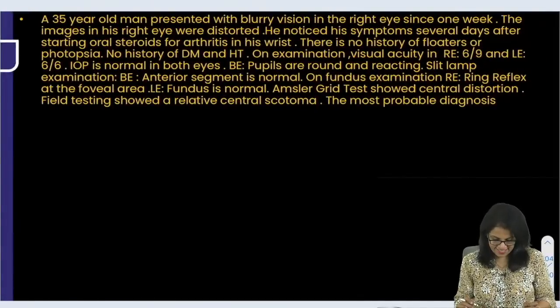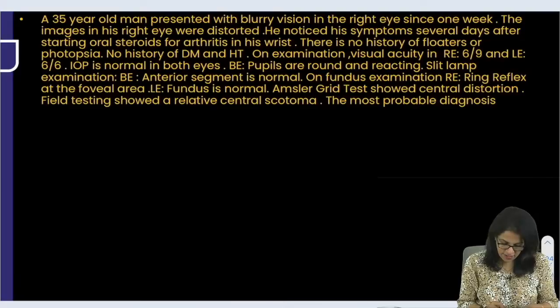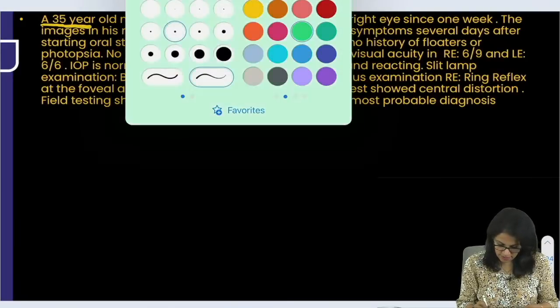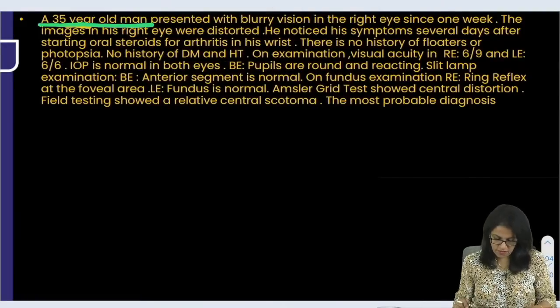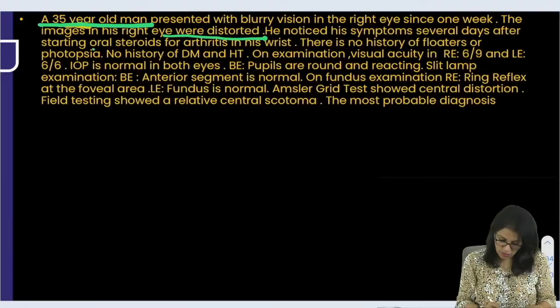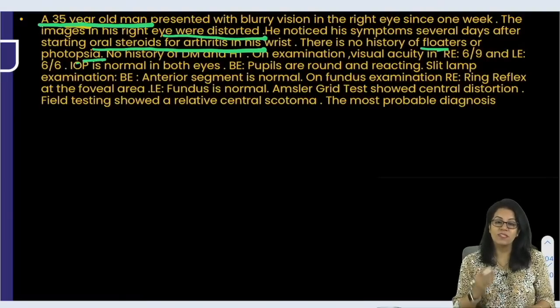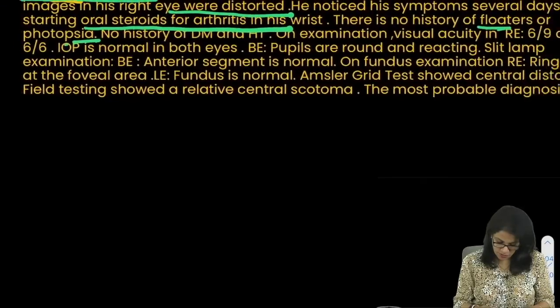Okay, we come to the next one. Oh my God, again such a long question. Let's read together. 35-year-old, we should always note this. This is important. All the time it helps. So he is a 35-year-old male. Blurry vision in the right eye since 1 week. The images in the right eye are distorted. I think all of you have guessed already. His symptoms started several days after he began using steroids for arthritis. Does it make any sense? There is no history of any photopsia or floater. What is photopsia? Flash of light, and floaters are opacities in the vitreous cavity. I expect you all to know this.